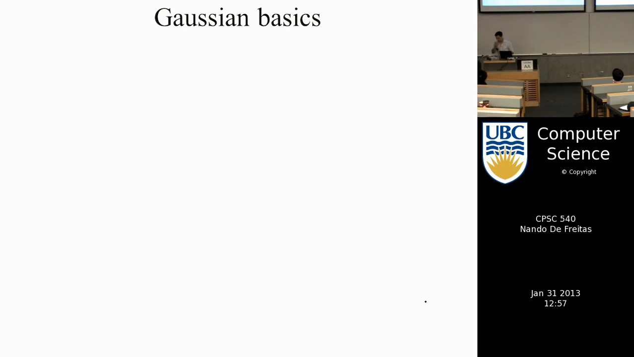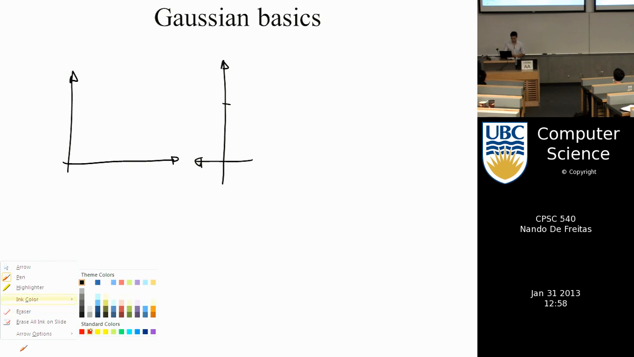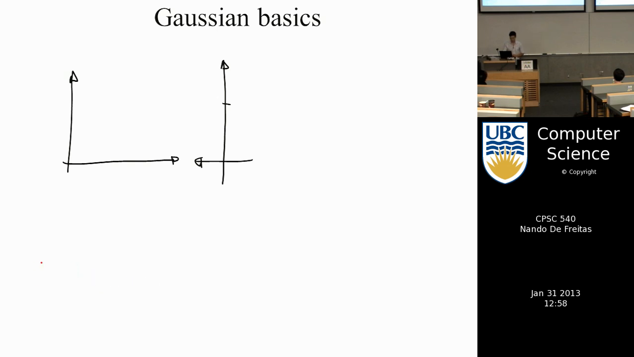Okay. One more background thing about Gaussians. And this I've gone quickly over before in the course, but I think it's worth spending a bit more time on it. I'm going to assume that we have a Gaussian distribution that we want to sample from.